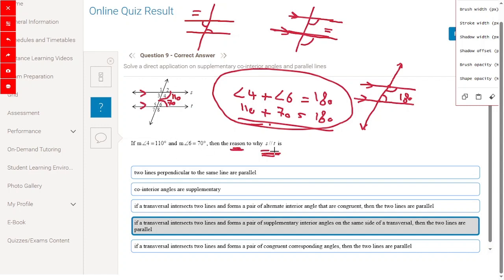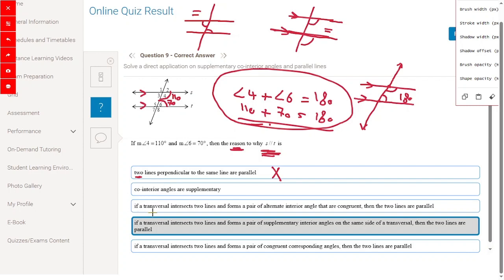Now the reason why the two lines are parallel. Two lines perpendicular to the same line are parallel? No, this is not the right answer, because the transversal doesn't have to be perpendicular. Okay, the parallel lines don't have to be perpendicular. It can be perpendicular or not. Now, co-interior angles are supplementary. Two interior angles are supplementary. Yes, it can be right, but something is missing.